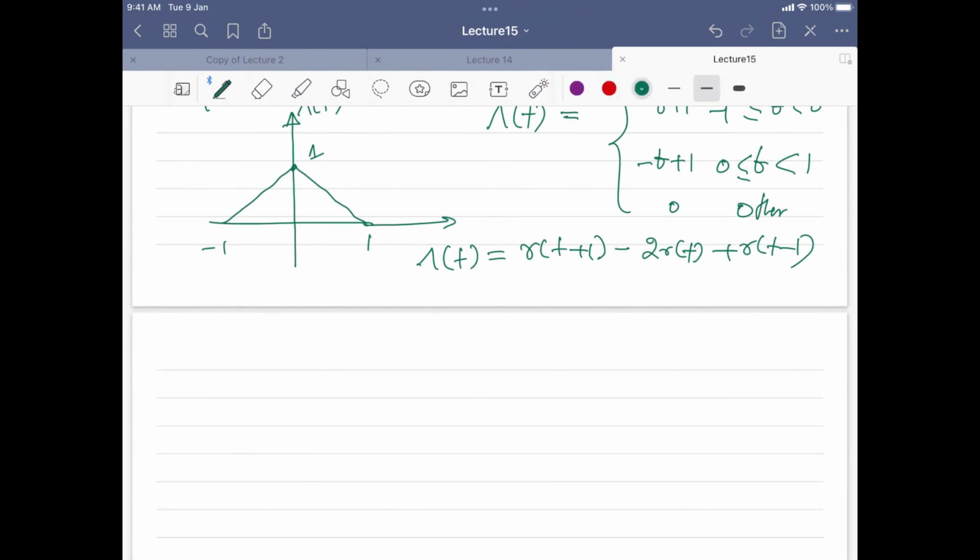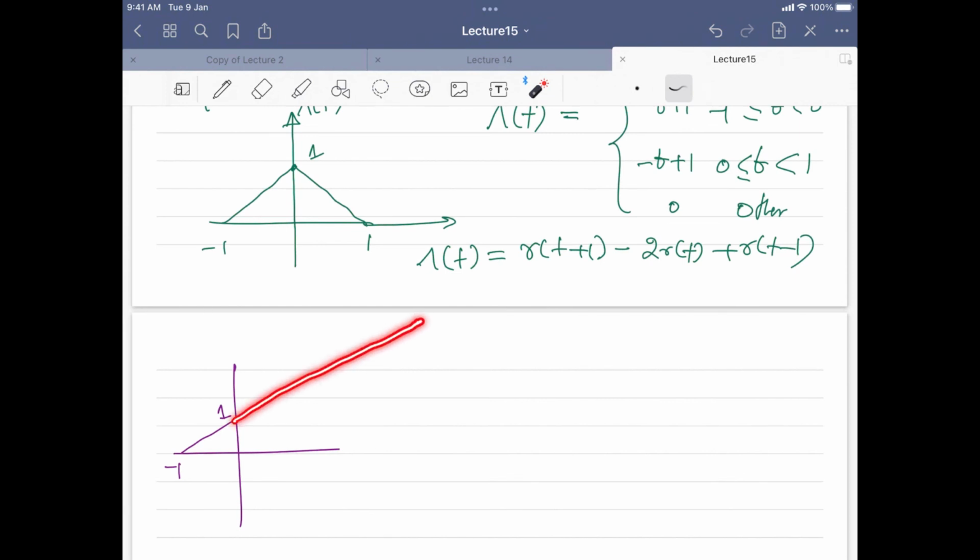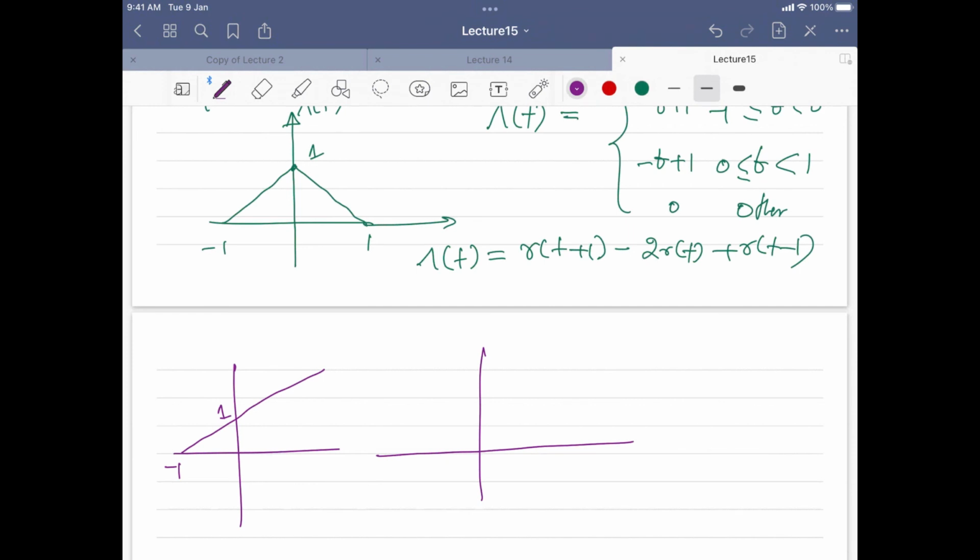Sir, it will shift downwards. So see, the thing is, r(t+1), will you all agree that it will be like this? Yes, sir. So that means you already have this portion covered by this part. Then what is happening? This is continuously increasing, right? So we want to decrease it. So if I subtract a ramp, which is r(t), like this is minus r(t), right?